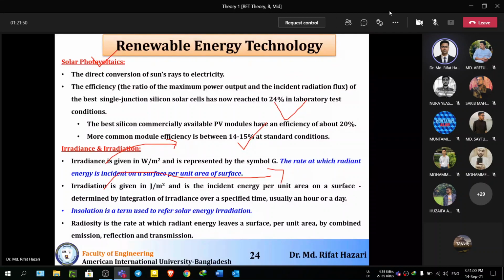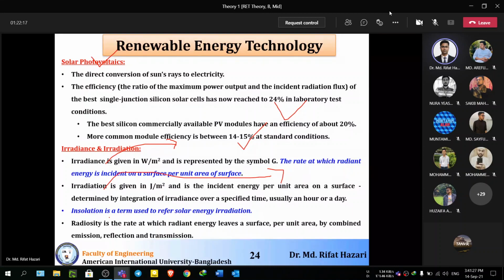Another term we have is insolation. When you are expressing any sort of solar energy irradiation, we are expressing it in terms of insolation. So this is not insulation, this is insolation. And the last definition we have for today is radiosity.